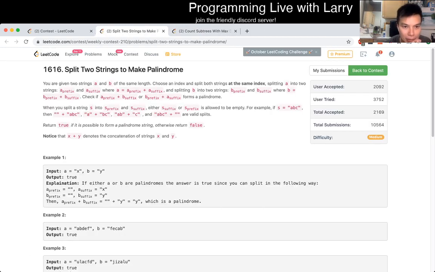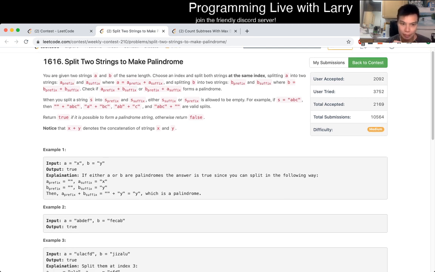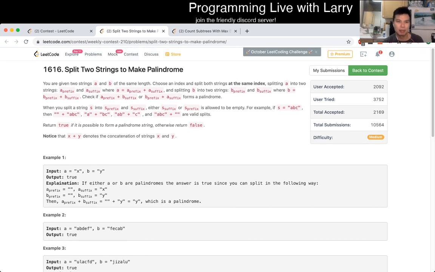Okay, split two strings to make palindromes. Choose an index, the same index. Check if. Split two strings to make palindrome. Okay. Yeah, I'm not reading this right. Okay. So A is equal to B is equal to 2.